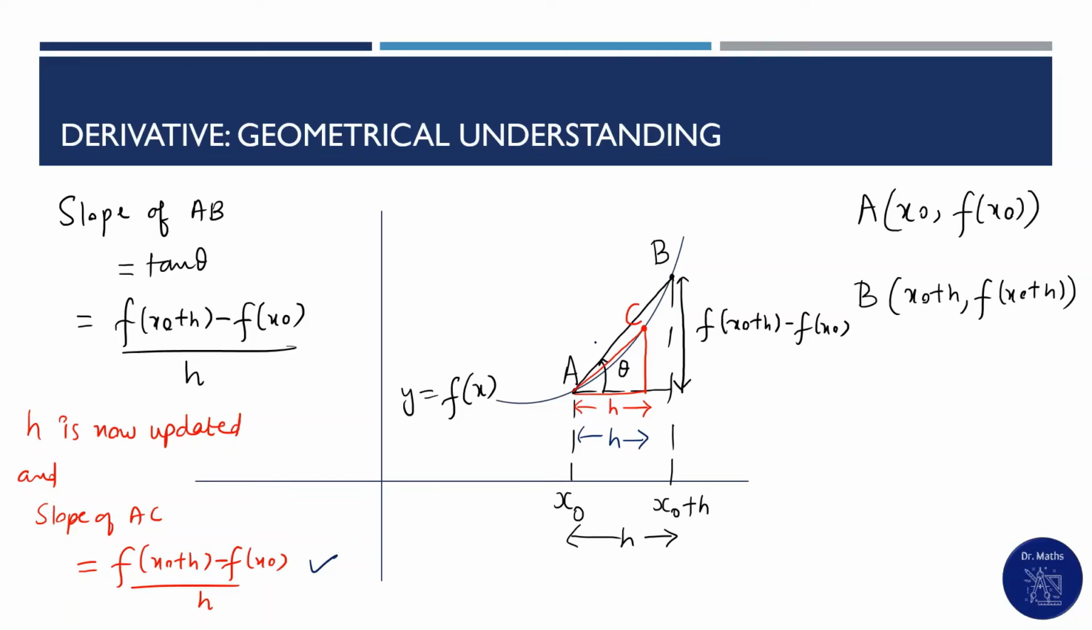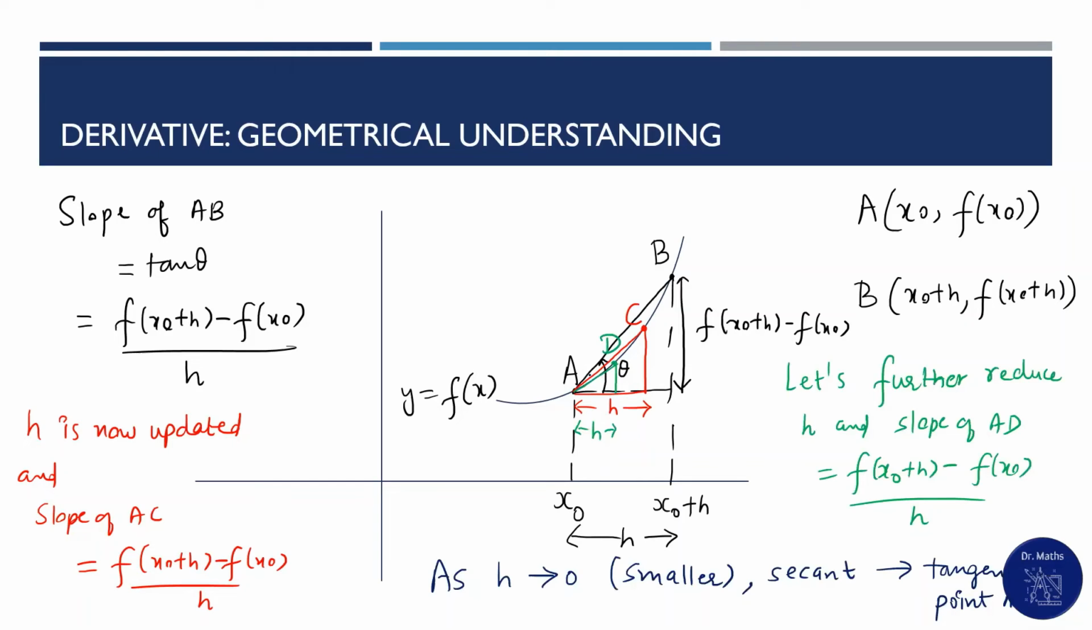Let's keep on doing this. Further reduce the value of h, and now I have the slope of the line segment AD. So you are actually becoming closer and closer to the point A. That means this h, you started from this much, then you had this much, then you had this much. So h is decreasing. You keep on doing this, so h should become smaller and smaller. In other words, h is approaching 0.